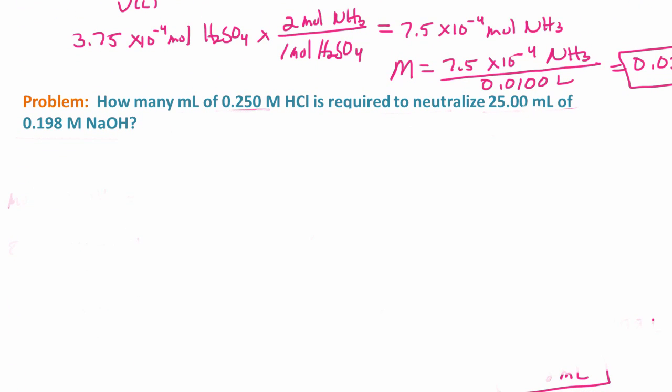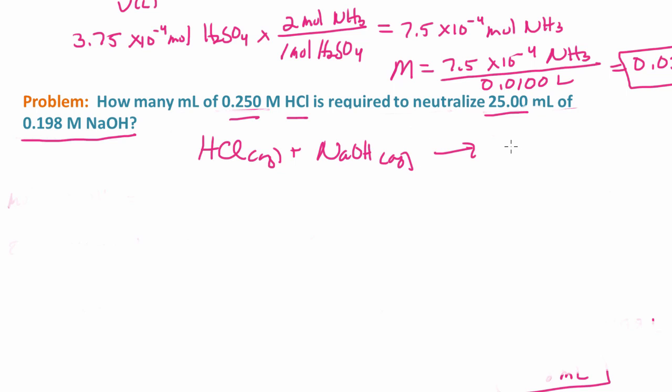We're asked how many milliliters of 0.25 molar hydrochloric acid is required to neutralize 25 milliliters of 0.198 molar sodium hydroxide. First, we write the balanced chemical equation, and I think we know this one by heart. We've used it so many times. And here's our neutralization. That's going to be water and sodium chloride. Okay, we have a 1-to-1 mole ratio of acid to base.